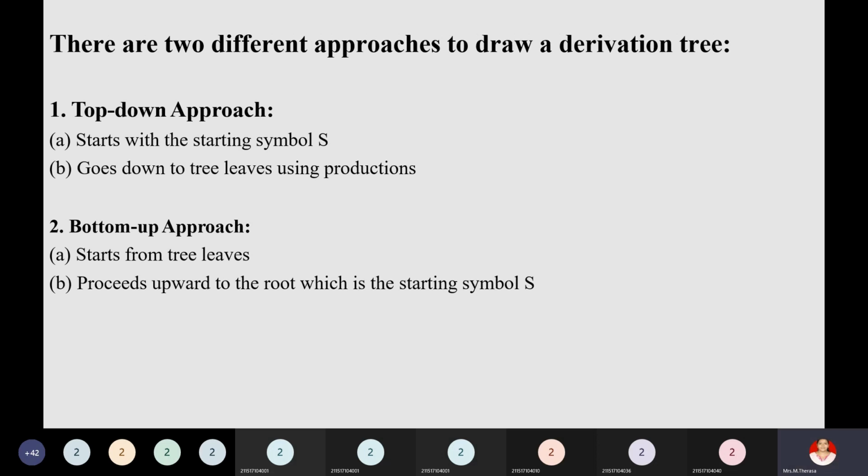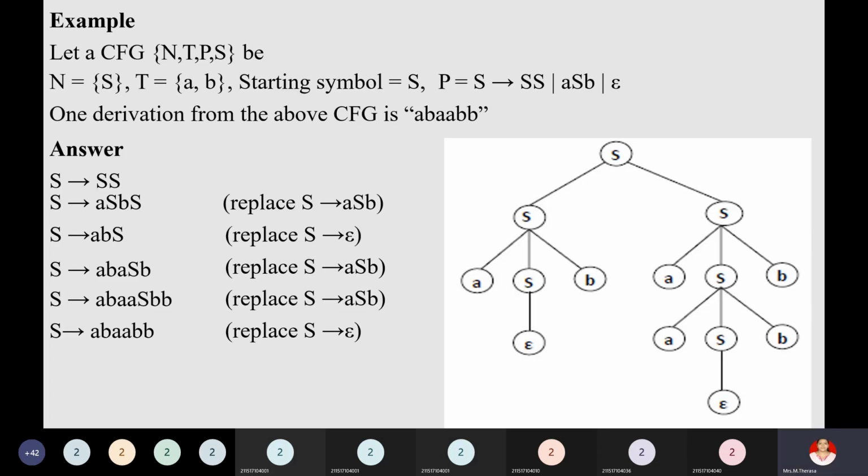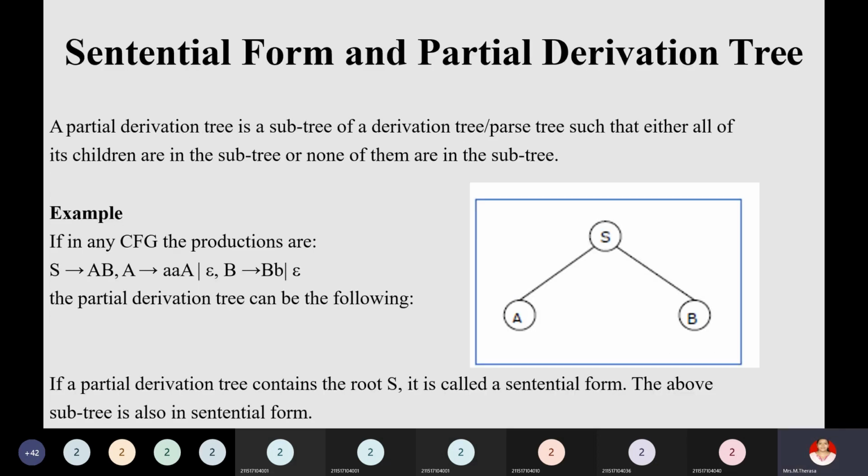And we know that there are two different approaches for the derivation tree, top down and bottom up. In the top down, we'll be starting with the start node, and the bottom up will be starting with a string and will be ending up with the start node. And we have seen the derivation or the yield of the tree, which is nothing but the final string obtained by concatenating the labels of the leaves of the tree from left to right, ignoring the nulls. And we have seen some examples for the derivation.